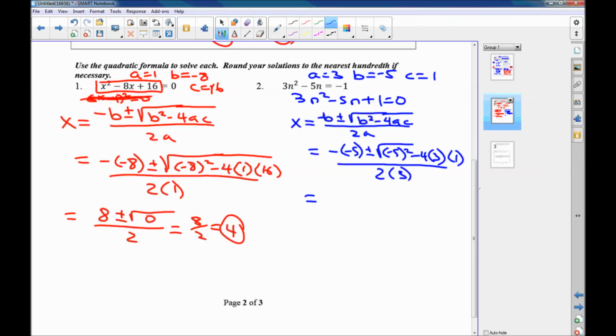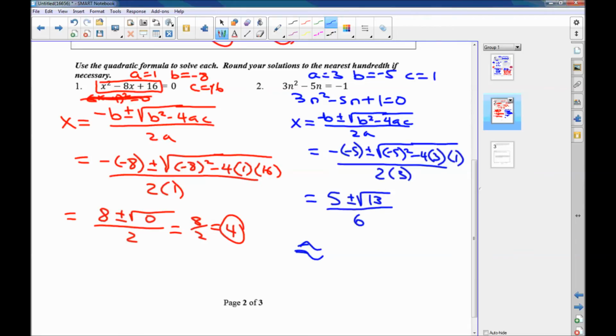All right, so negative of -5 is +5. And on the bottom, 2 times 3 is 6. And I'm going to take my calculator and work out that stuff under the square root. So -5 squared minus 4 times 3 times 1, which is just -12. This gives me 13. So this time, it's not going to work out evenly for me. Okay, so I'm going to round my answers and type them in.